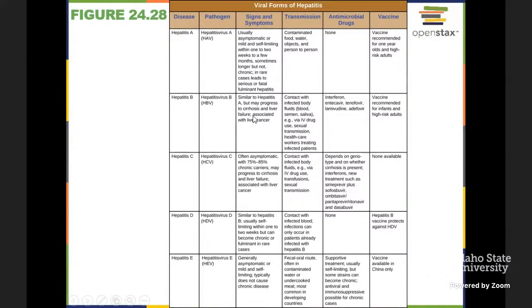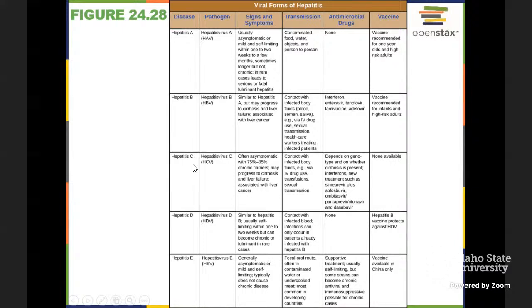B, C, and D. With hepatitis B, it's similar as far as symptoms go to A, but we can progress to cirrhosis. It's also associated with liver cancer. I already mentioned potentials for transmission. It can also be transmitted through IV drug use, sexually transmitted, healthcare workers potentially at risk, and there are vaccination efforts, and I believe healthcare workers are vaccinated against B, hopefully vaccinated.